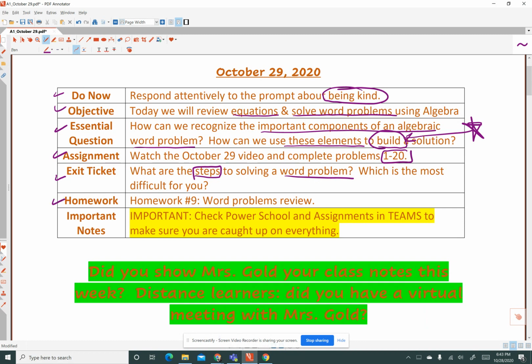Our homework tonight is homework number 9, our word problems review. And I want you to remember to check PowerSchool and assignments and Teams often. We want to make sure that you're caught up on everything, especially as we get close to the end of the marking period.